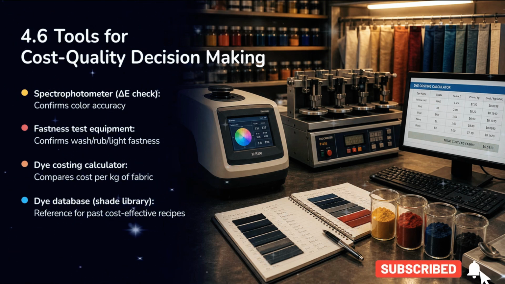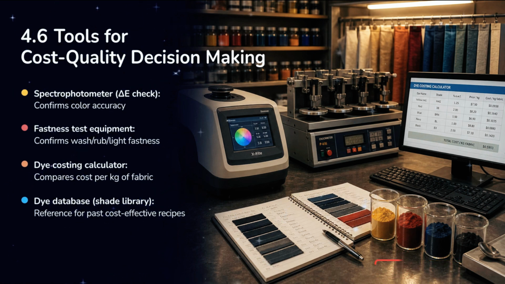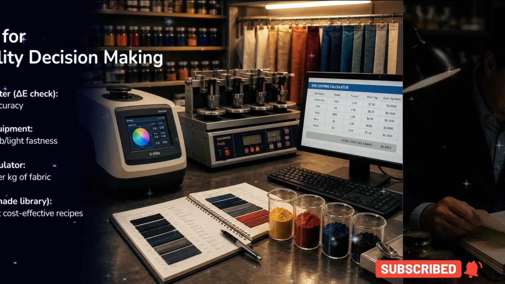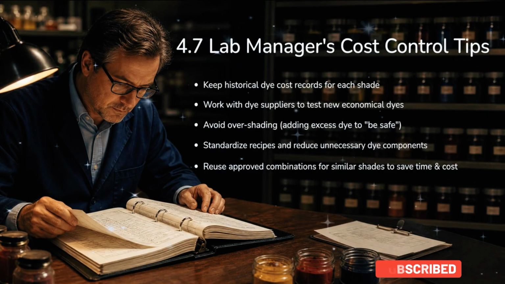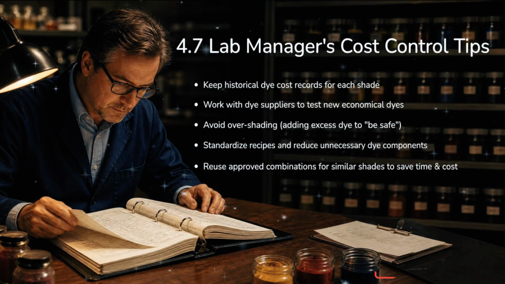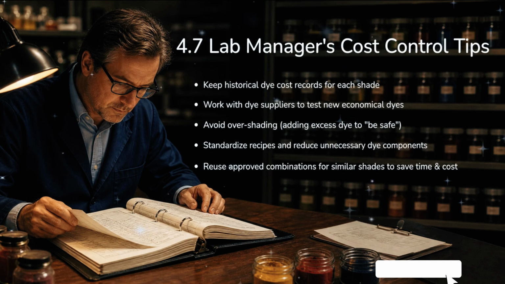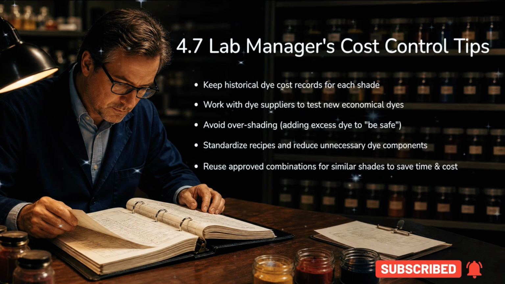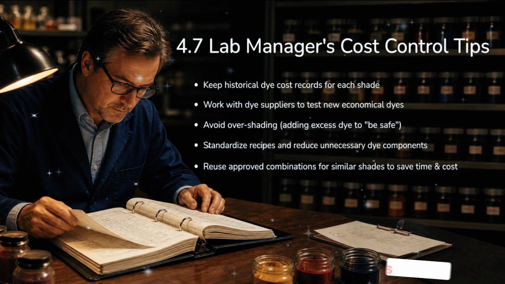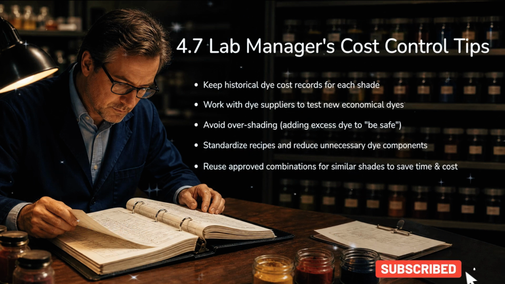These include a spectrophotometer for color accuracy, fastness test equipment, a dye costing calculator, and a dye database or shade library. Section 4.7 provides lab managers cost control tips. These include keeping historical dye records, working with suppliers on new economical dyes, avoiding overshading, standardizing recipes, and reusing approved combinations.